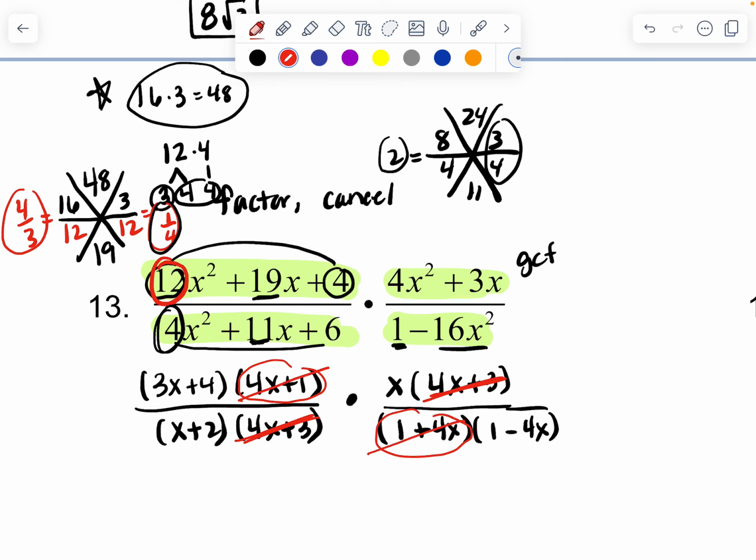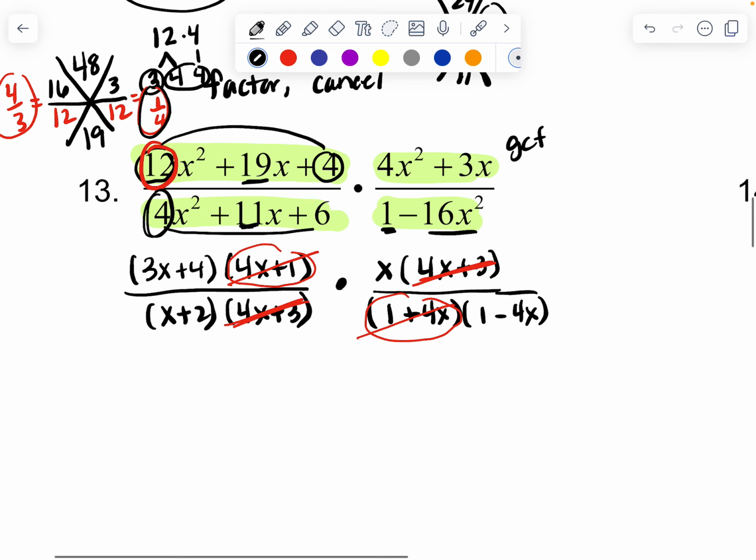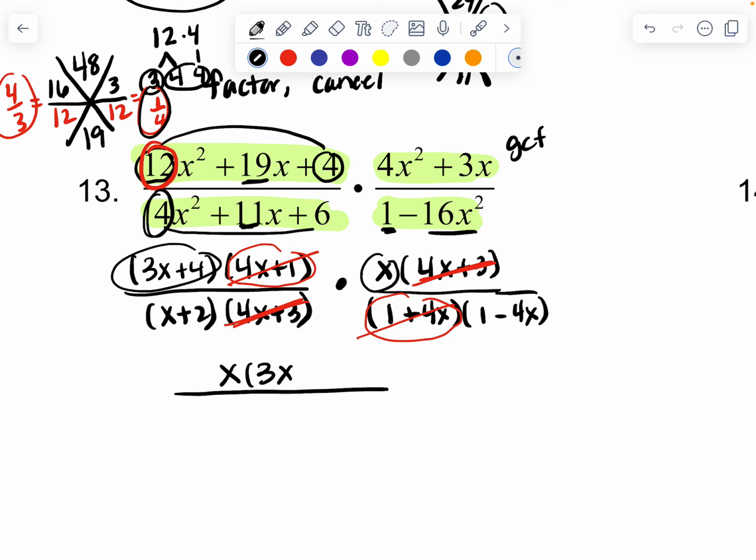They're the same. So what do I have left over on the top? I have an x from here. And I have a 3x plus 4 left over. You do not have to multiply that out. Please leave it like this. And on the bottom, I have an x plus 2 times 1 minus 4x. And that's it.